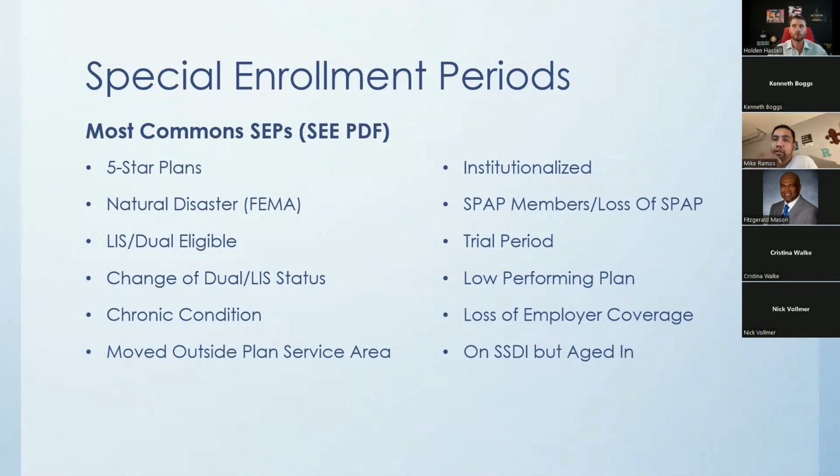Low performing plan, which we just went over, loss of employer coverage, and then Social Security disability, but you aged in. So let's say, for example, they were 63 years old and they've been on Social Security disability since they were 60, right? They've been on it for a while. They aged into Medicare. All right. But right now, since they're 62 and they aged into Medicare because they had it when they were 60, so greater than 24 months, they're automatically enrolled in Medicare regardless of age, right? But now they turn 65, it gives them another election period, right? So Mike, you're unmuted. Do you want to go over that trial period real quick?